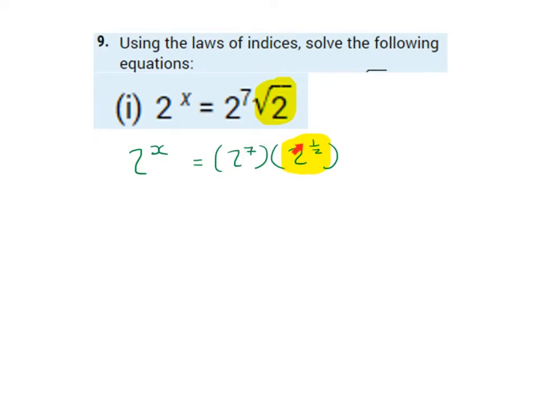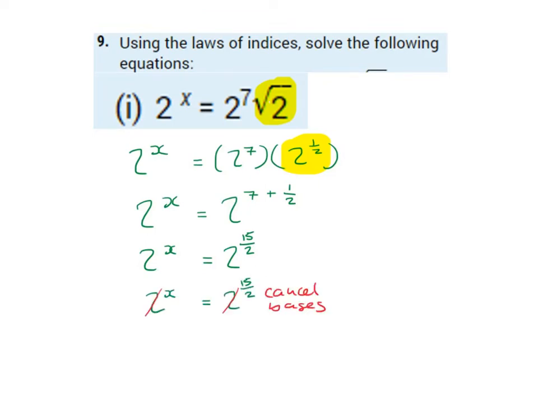So multiplying powers with the same base, we're going to add the powers. So we're going to get 2 to the power of 7 plus a half. So we have 2 to the power of x equals 2 to the power of 7 plus a half. And 7 plus a half gives us 15 over 2. So we have 2 to the power of x equals 2 to the power of 15 over 2. Now we can cancel the bases. Now we can cancel out the 2's. And cancelling out the bases, we're left with x is equal to 15 over 2.